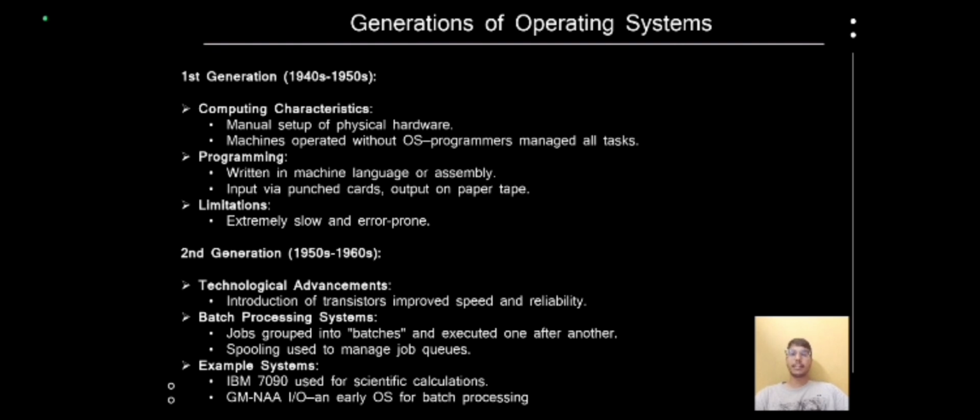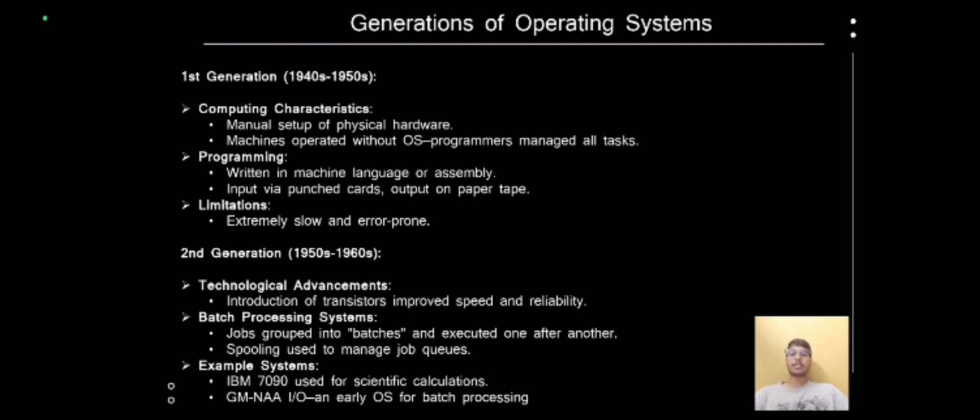The evolution of operating systems can be divided into five distinct generations, each reflecting significant advancements in technology and user needs. The first generation of operating systems, spanning from the 1940s to the 1950s, didn't actually have operating systems as we know them today. Early computers like ENIAC and UNIVAC were manually operated, with users inputting instructions; punch cards or paper tapes were used. Programs were written in assembly language or machine language, making them incredibly difficult to debug and time consuming to execute.